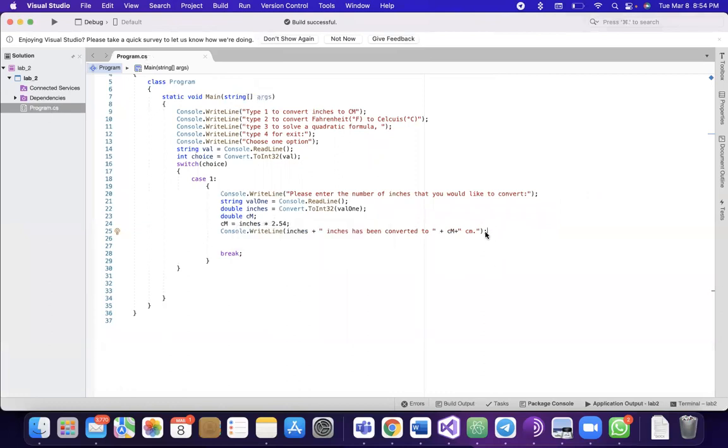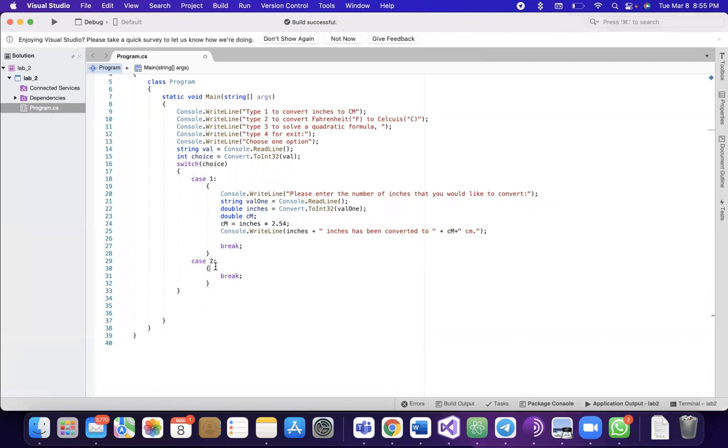So now the next thing to do is to create another case. This next case is similar to the last one that we did because we're also converting. We're converting Celsius to Fahrenheit. No, we're converting Fahrenheit to Celsius. Yeah, sorry.